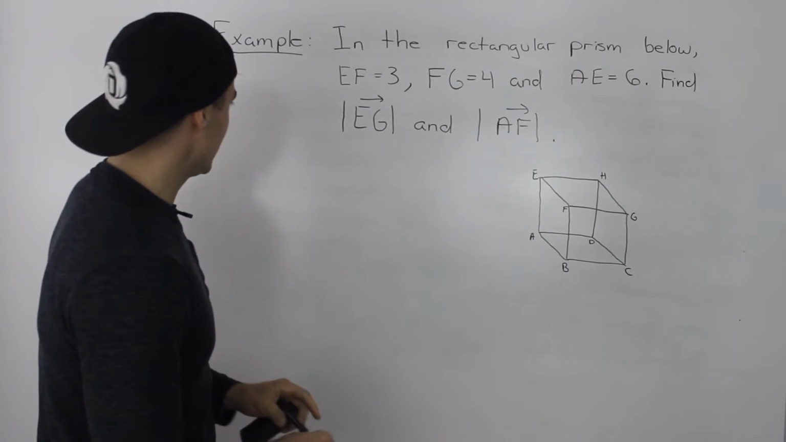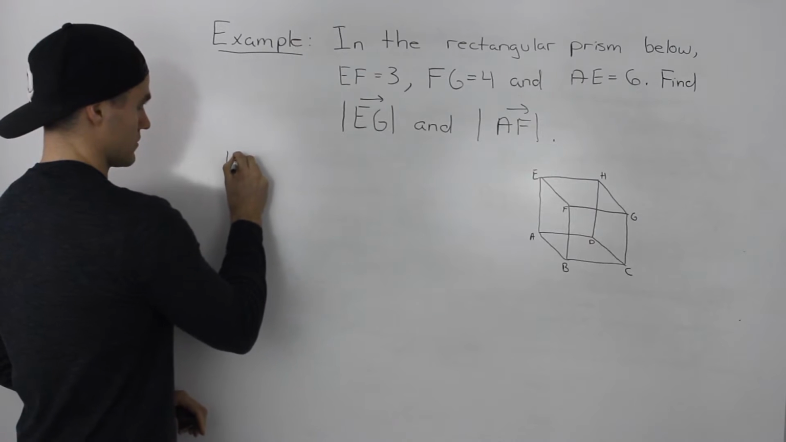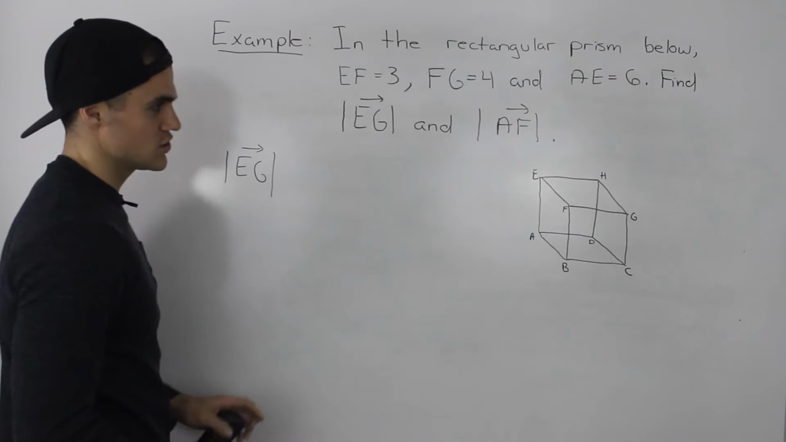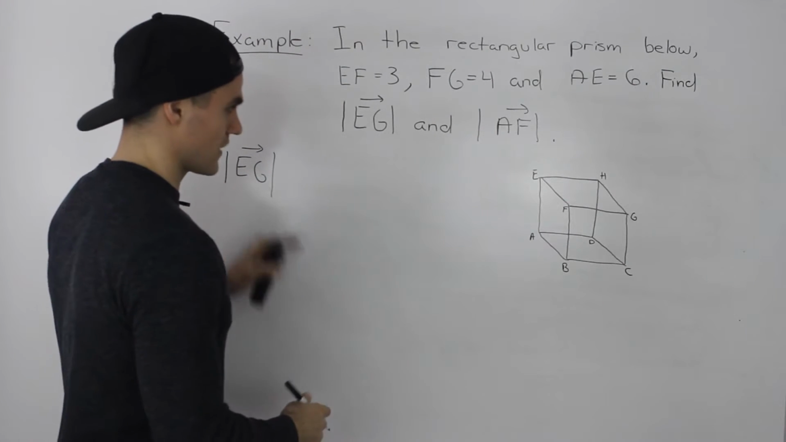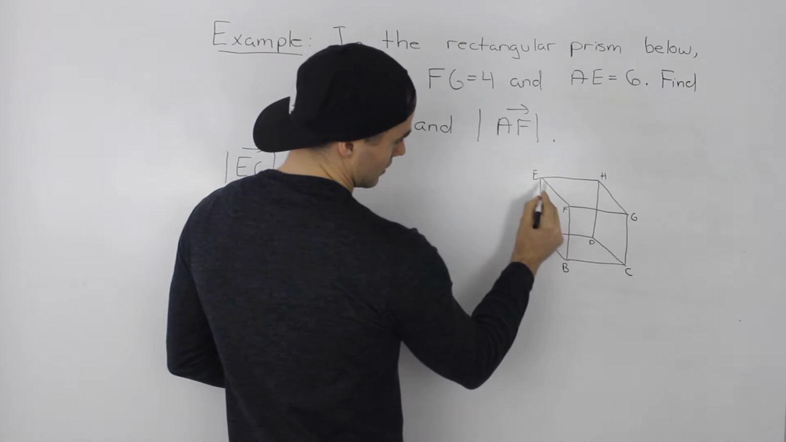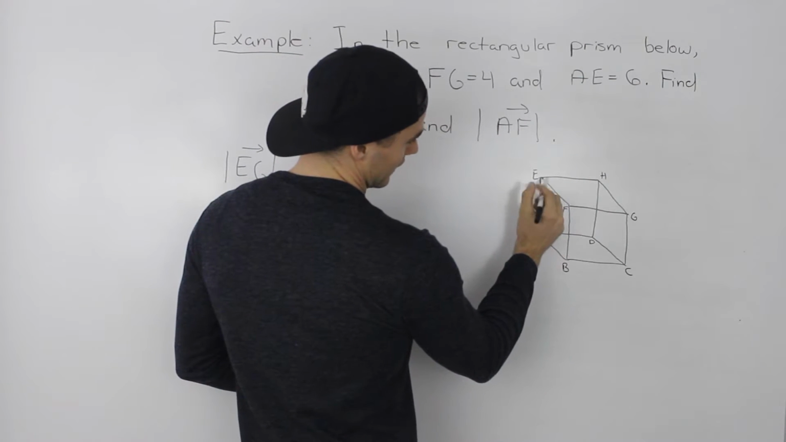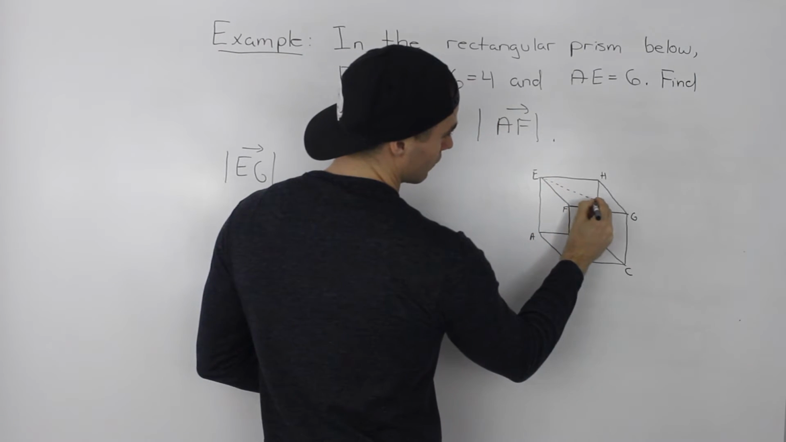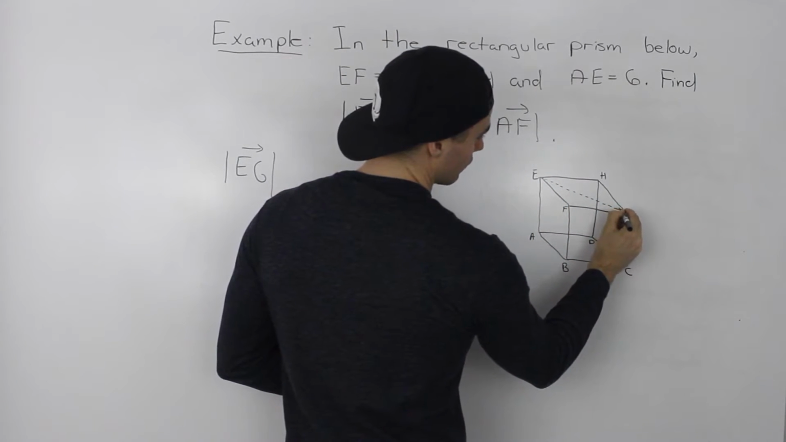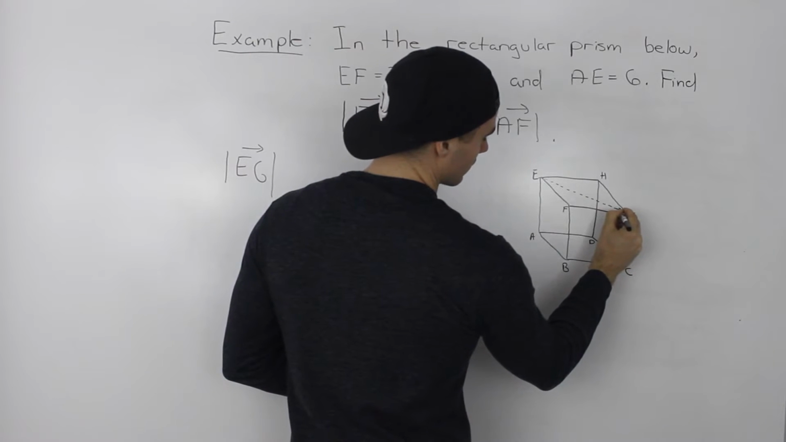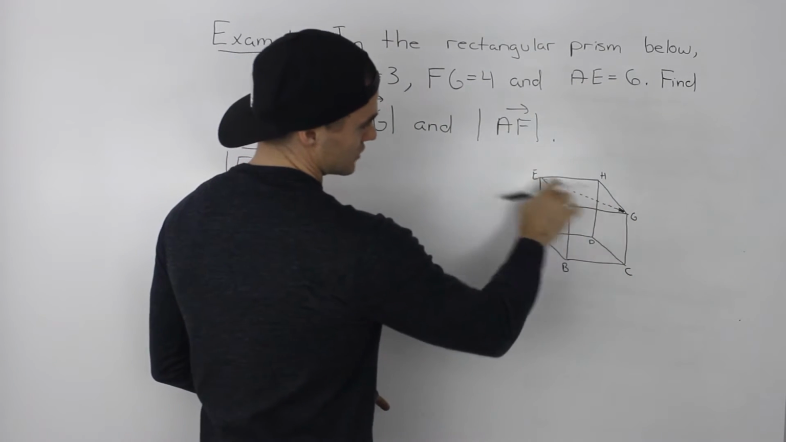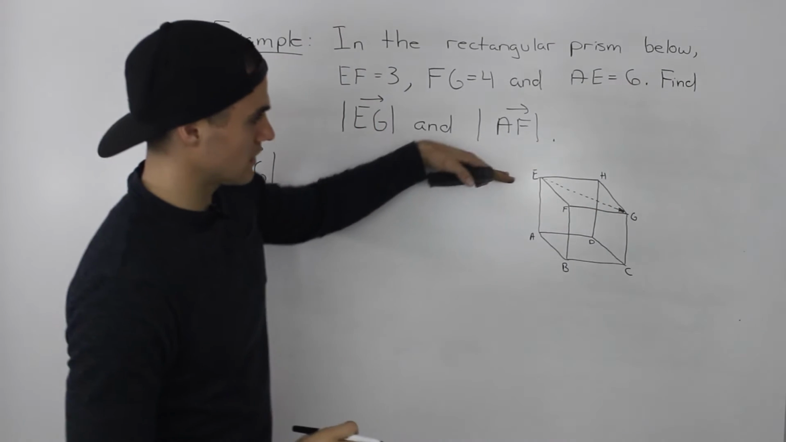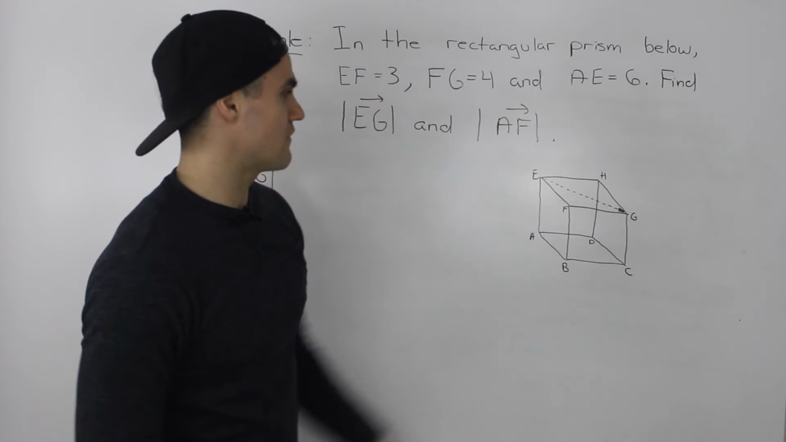Okay, so let's start with the magnitude of the vector EG. Now, if we draw this vector EG in the diagram, the tail of the vector is going to start at E, and the head of it will finish at G over here. So I just drew this vector EG, and they want to know the magnitude of it. In other words, they want to know what the length of that vector is.